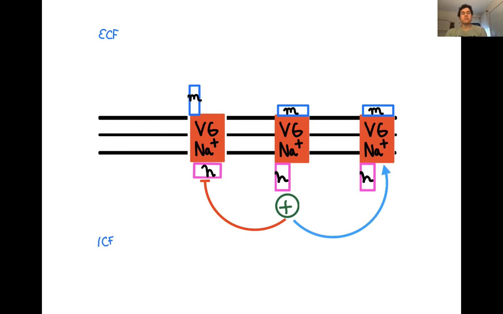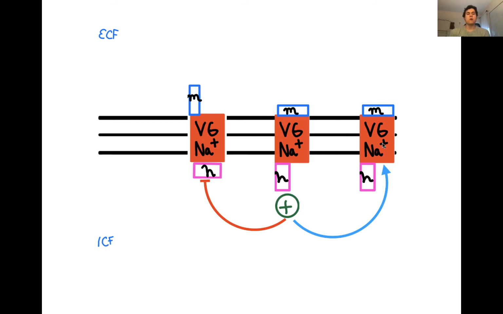The other direction that positive charges will flow is in the anterograde direction, otherwise known as the forward direction. In this case, the positive charge will move from this voltage-gated sodium channel to this voltage-gated sodium channel, and it will cause the M gates to open. And when the M gates open, it will cause the action potential to propagate and fire from this region.